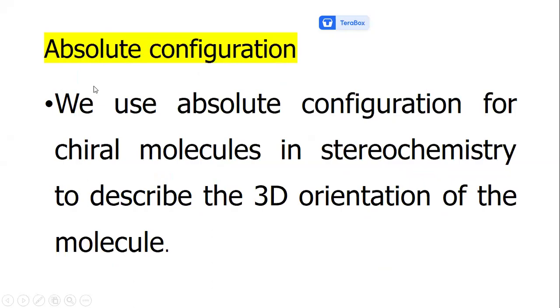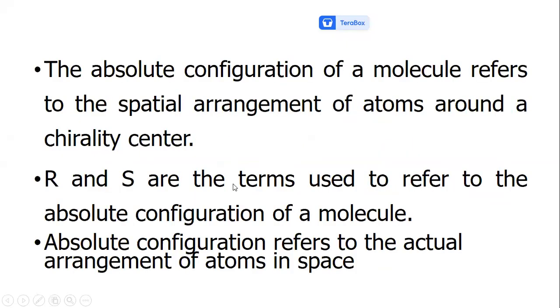Absolute configuration. We use absolute configuration for chiral molecules in stereochemistry to describe the 3D orientation of the molecule. The absolute configuration of a molecule refers to the spatial arrangement of atoms around a chirality center. R and S are the terms used to refer to the absolute configuration of molecules. Absolute configuration refers to the actual arrangement of atoms in space.